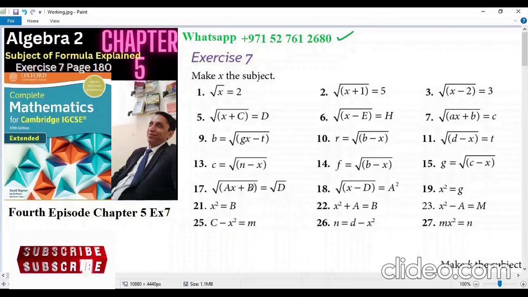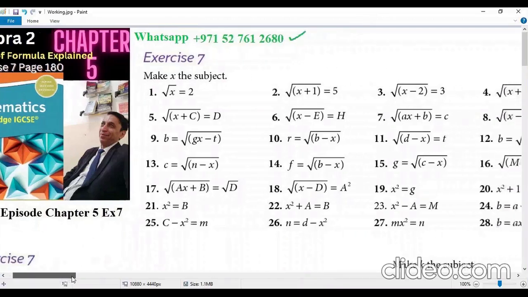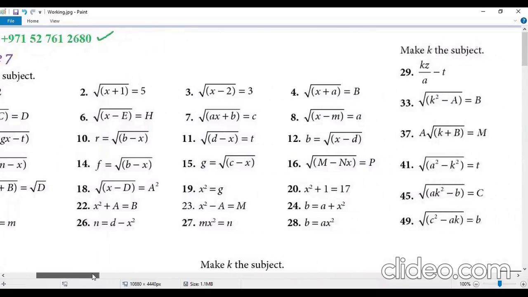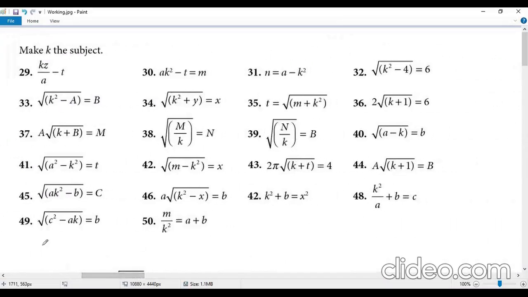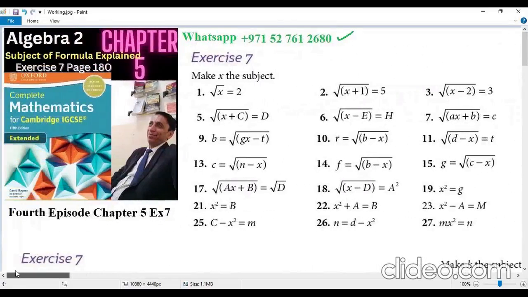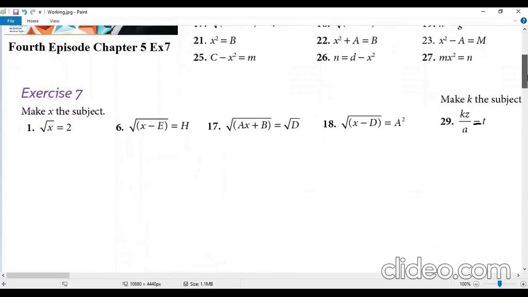This is the exercise that you will find in the book, exercise 7. In the first part, from question number 1 to 28, it's being asked to make x the subject, while from question number 29 onwards till 50, it is being asked to make k the subject. I have selected a few questions that were a bit tricky. So these are the questions.